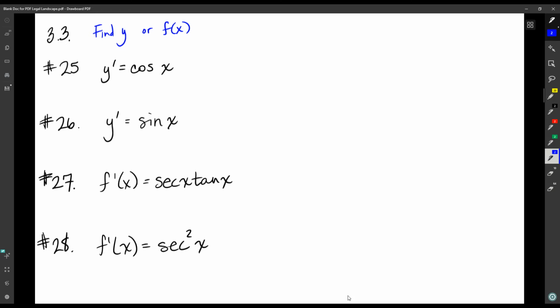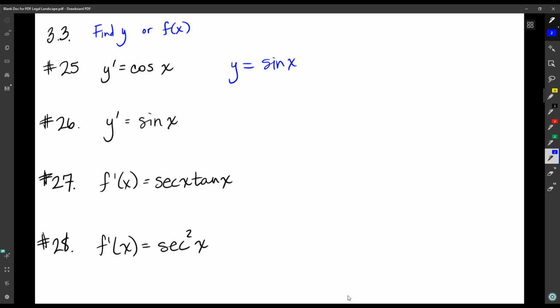So in number 25, let's start there. What function y has a derivative that is cosine? So what function has a derivative that's cosine x? And this might just take a little bit of searching around your derivative rules in your brain, or maybe you've got a formula list around, but it's the sine of x function, right? Because the derivative of sine of x is cosine x.